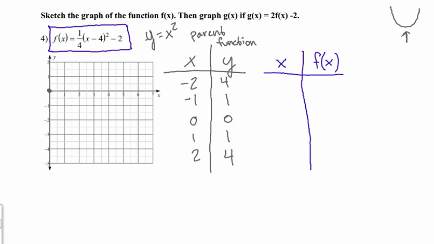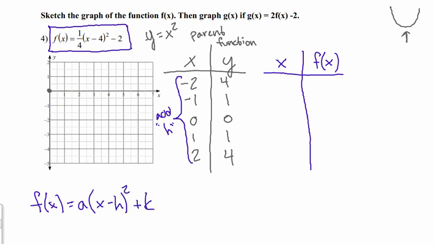So what we're going to do is make some transformations from these points. We're going to make a new table, and the x values in your table are changed by adding h. H is the horizontal shift, and that comes from the form f of x is equal to a times (x minus h) squared plus k. So h is the number in the parentheses here: x minus h. If it said plus there, then the h value would be a negative number. This is the one that's opposite.